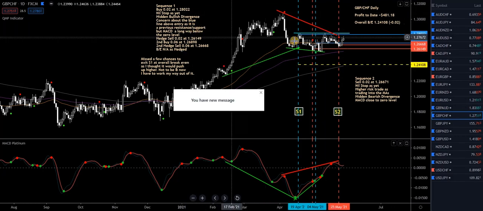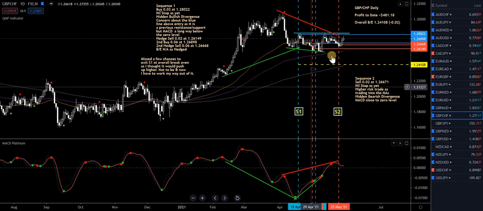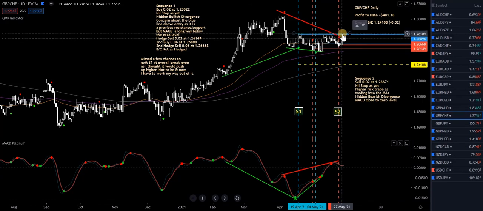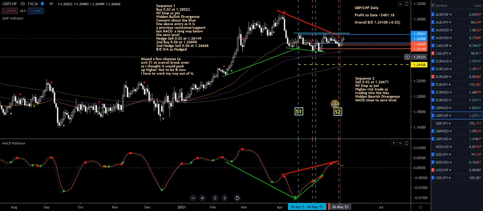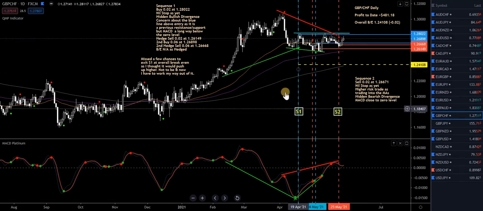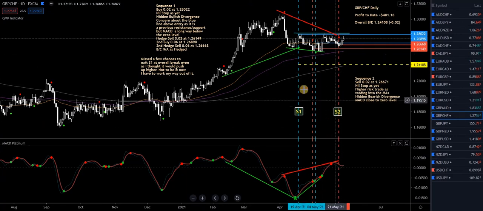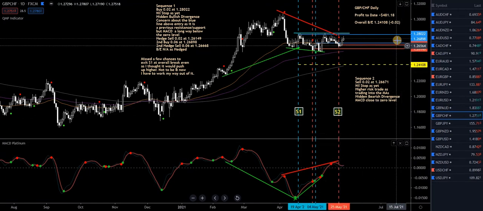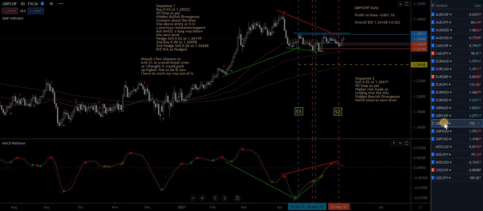Sequence one's hedged, and sequence two is a sell, which is going against me. And if there is a buy signal, I'll hedge that, then release the hedge on sequence one. It's a bit messy, but that's the way it is. Both trades, sequence one and sequence two, are based on hidden divergence. So we'll just see how we go. It's a pair I don't mind trading. I don't mind the pound Swiss.